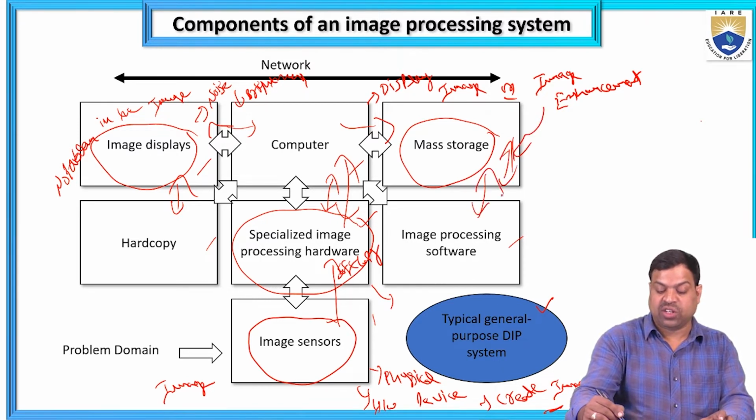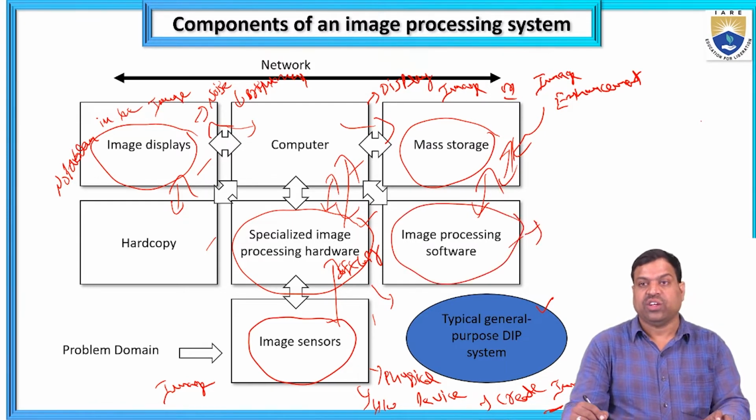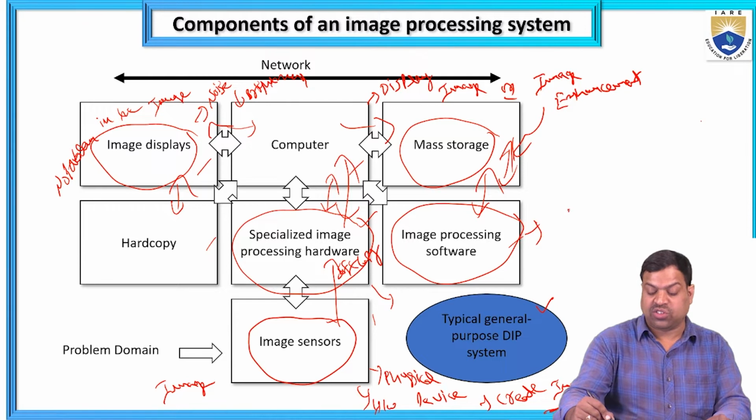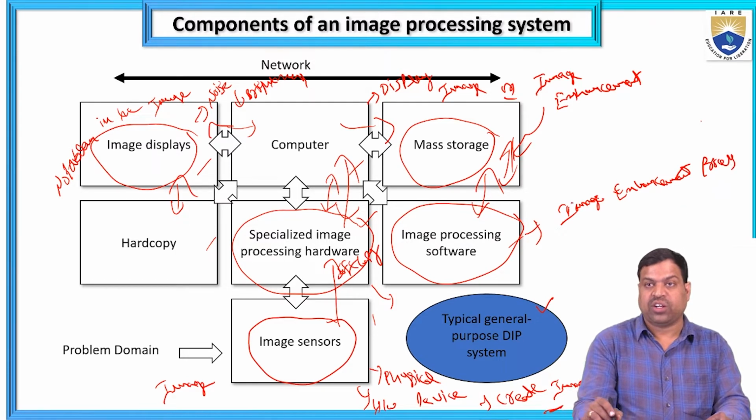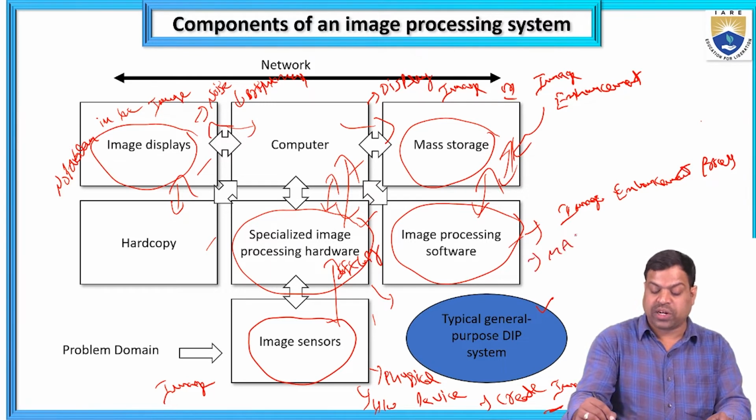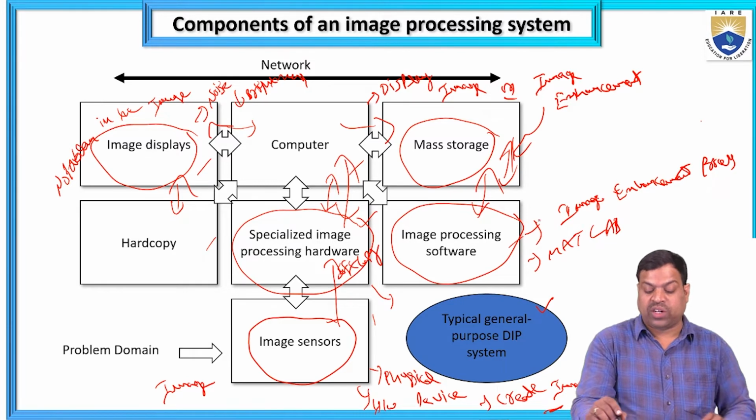Then it goes to the image processing software, which reduces the noise and performs image enhancement. So the image enhancement process will occur in the image processing software. Suppose here I'm using one example, a MATLAB example. So with the help of MATLAB, what is the image?